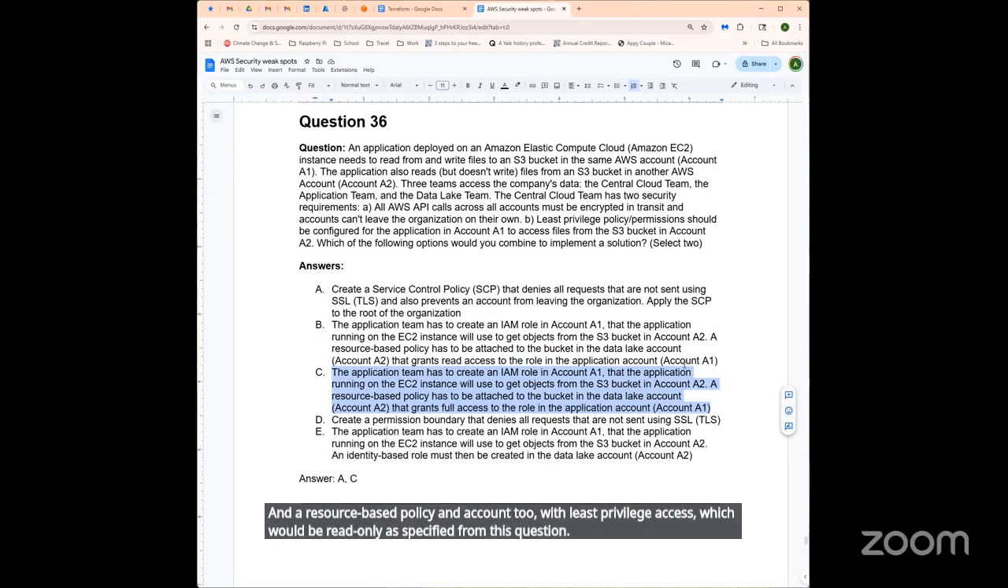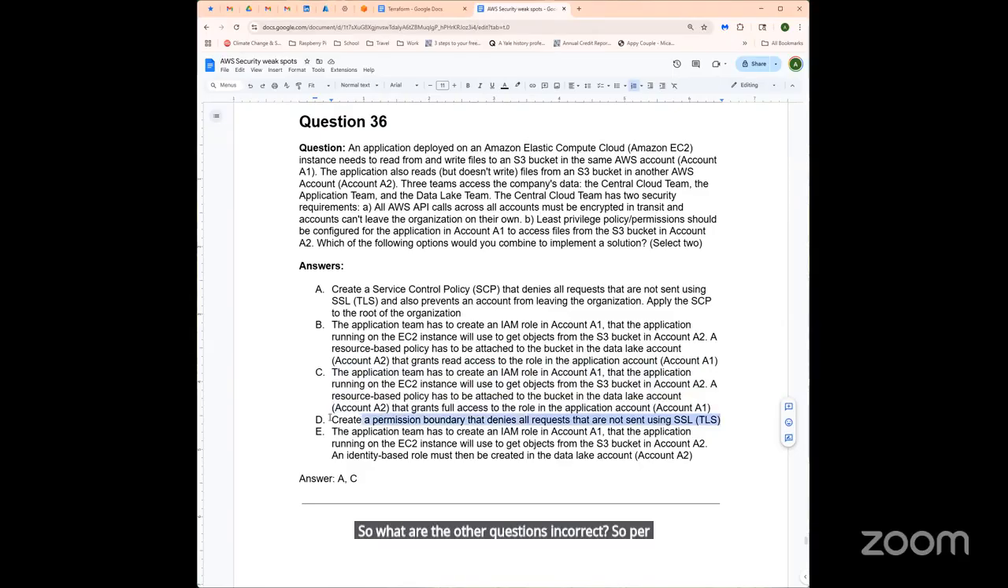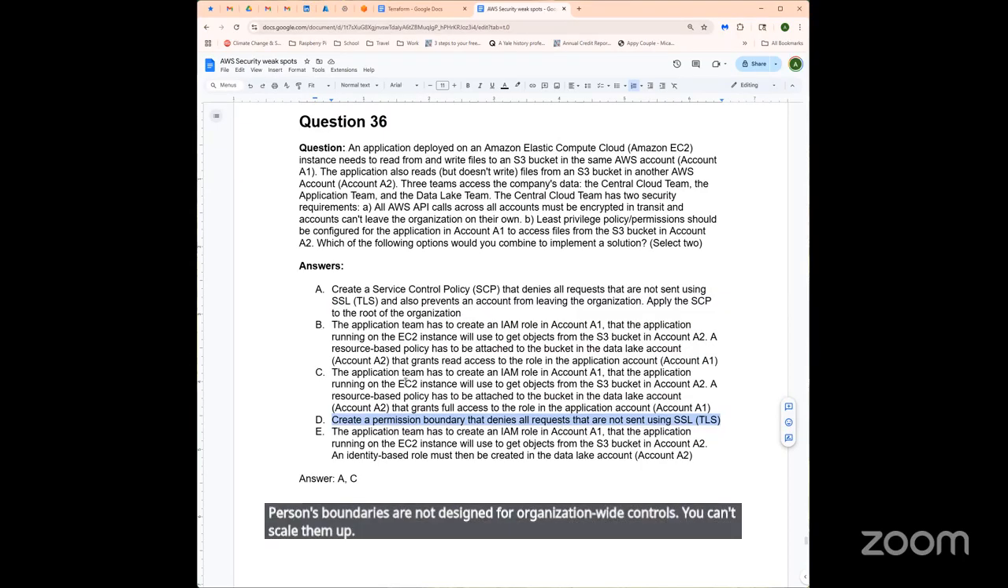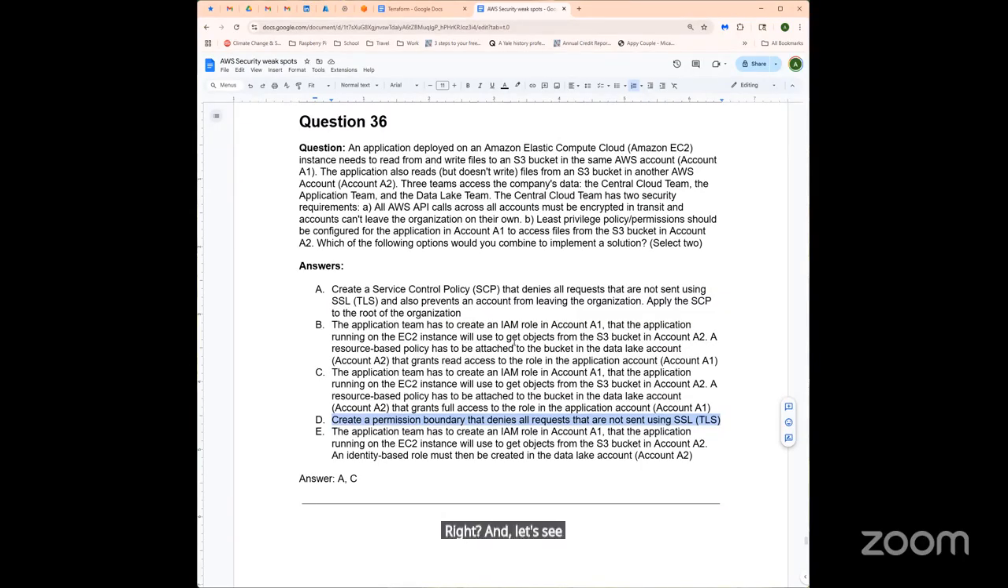So why are the other answers incorrect? So permissions boundary. All right. Permissions boundaries are not designed for organization-wide controls. You can't scale them up, right? And let's see, what are we going to do? Let's say full access. All right.